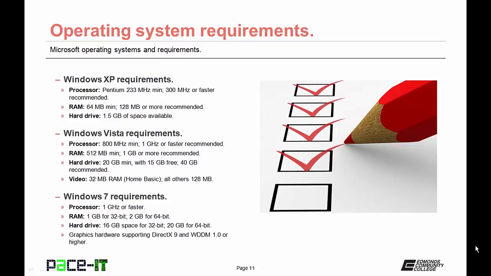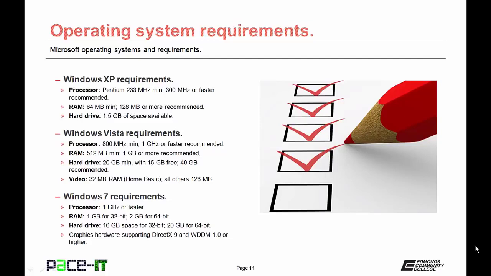The hard drive requirements for XP were fairly minimal. You only needed 1.5 gigabytes of space. But back in 2001, that was actually a fair amount of space. The introduction of Windows Vista really ramped up the requirements for an operating system. On the processor side, Microsoft said that the minimum requirement was an 800 megahertz processor, although they did recommend that the processor be able to operate at 1 gigahertz or faster.